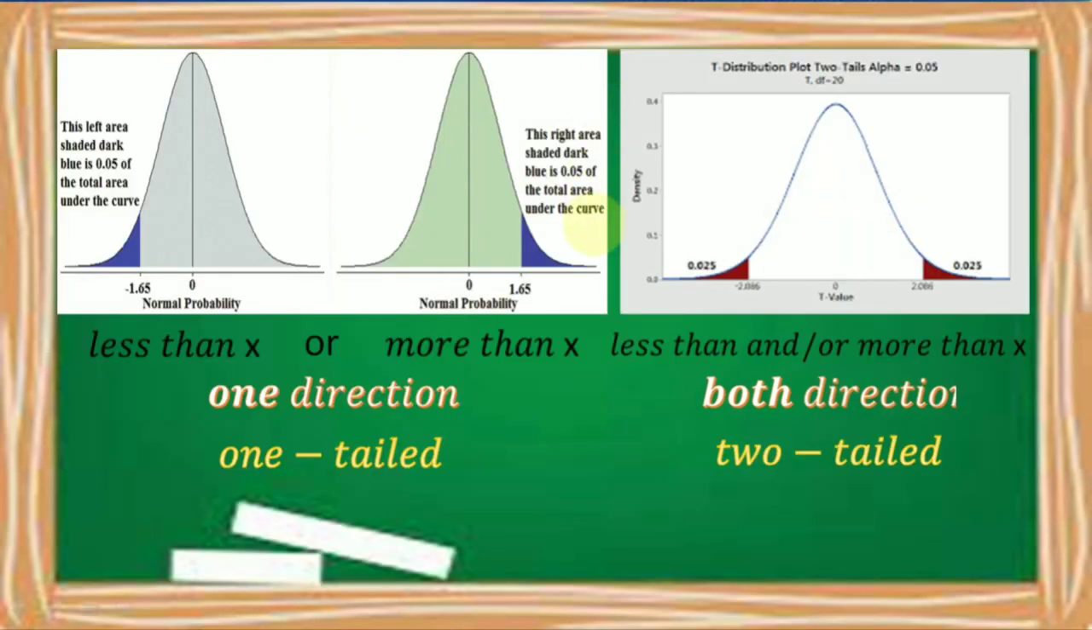Here are the models of a one-tailed and a two-tailed. For a one-tailed, you can see a model which implies that we only get the area of less than the given variable x, and a model which implies that we only get the area of more than the given variable x. For two-tailed, you can see a model which implies that we get the area of both less than and more than the variable x.